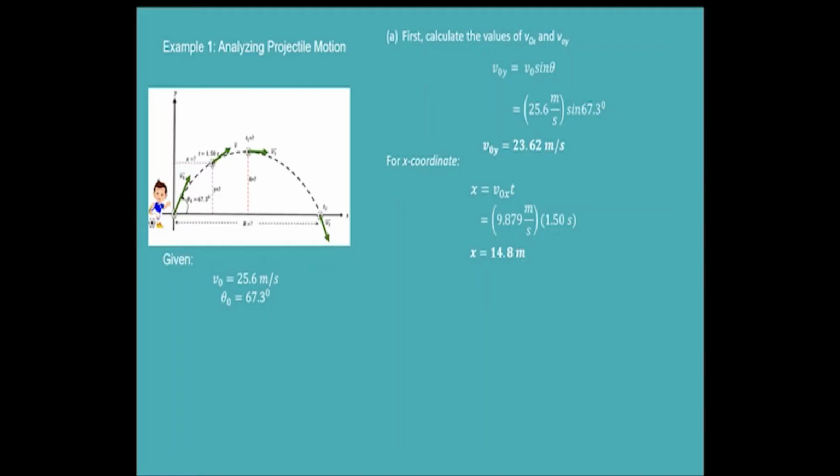Let's continue. For the y-coordinate, we will use the equation y is equal to V sub 0 y t plus 1/2 a sub y t squared. Let's substitute the values. V sub 0 y is 23.62 meters per second times 1.50 plus 1/2 times negative 9.8 meters per second squared, our acceleration in the vertical motion, times 1.50 second raised to the power of 2. We can cancel out seconds in this case, so the remaining unit is meters. So 23.62 times 1.50 is equal to 35.43 meters minus 11.025, the product of our second term. Simplifying, y is equal to 24.41 meters.